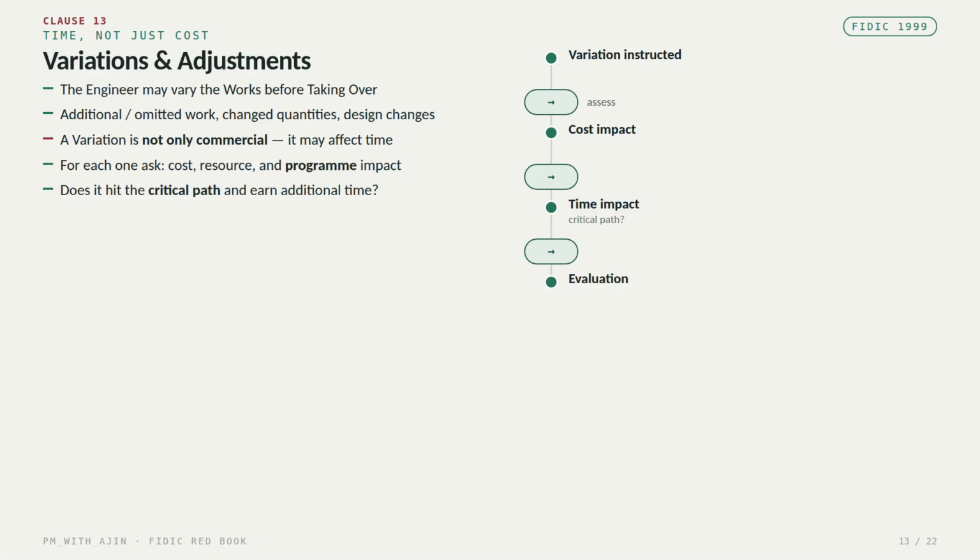For every significant variation, the project team should ask, what is the cost impact? What is the resource impact? What is the program impact? Does it affect the critical path? And does it create an entitlement to additional time?